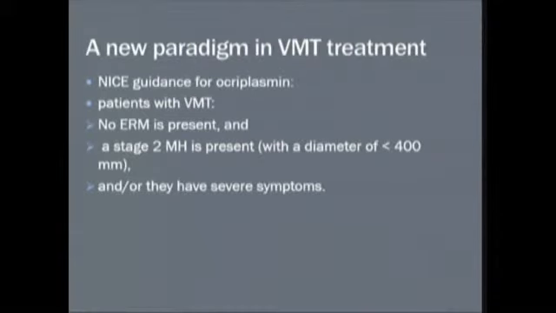As a guide for use of Ocriplasmin, if you have a patient with VMT and there is no epiretinal membrane, a stage 2 macular hole with a diameter less than 400 micron, or if the patient has severe symptoms, you can use Ocriplasmin as a treatment.